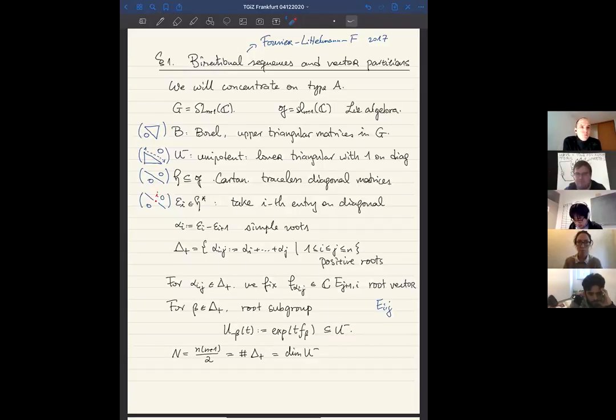And then I will need this notation of big N. The big N is exactly the number of positive roots, and it's the dimension of the unipotent group, and it's exactly n plus 1 choose 2. It's just n choose 2. Okay, that's, I think, all I need from the Lie theoretical part.